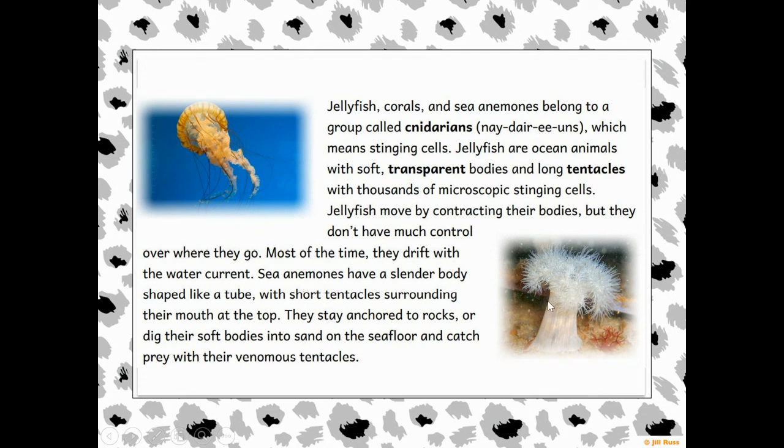Sea anemones over here have a slender body shaped like a tube with short tentacles surrounding their mouth at the top, right there. They, however, stay anchored to rocks or dig their soft bodies into the sand on the seafloor and catch prey with their venomous tentacles. So they, unlike jellyfish, stay in one spot, but they also have those stinging tentacles.